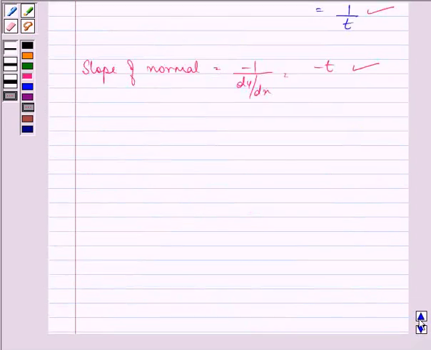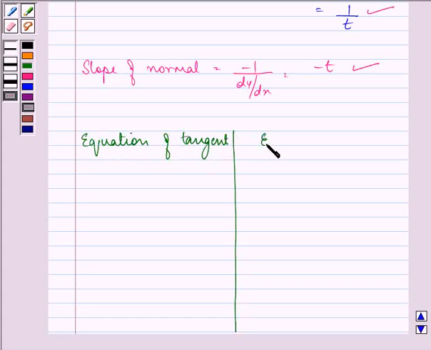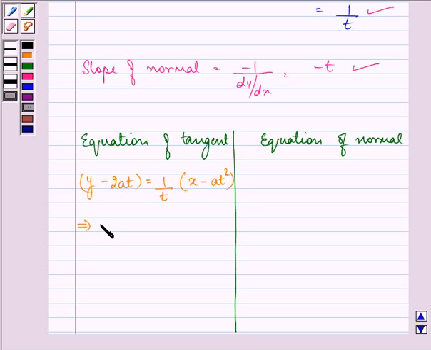So let us find the equation of the tangent as well as the equation of the normal. We have y minus y1, which is 2at, equal to 1 upon t times x minus x1, which implies ty minus 2at² equal to x minus at², which is further equal to ty = x + at².